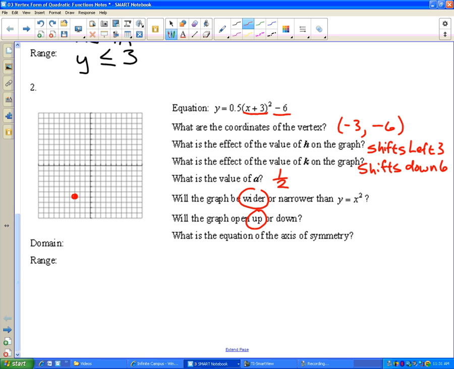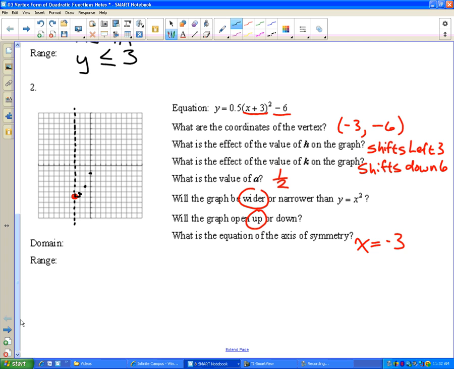What is the equation of the axis of symmetry? That is going to be x is equal to the x coordinate, which is negative 3. So over here is my axis of symmetry. Okay, here's my graph. I know it's going to open up. Again, I'm going to use this pattern. I'm going to go out 1 and up, instead of up 1, I'm going to go up 1/2. Out 1 and up 3/2. Out 1 and up 5/2. It's going to be wider.